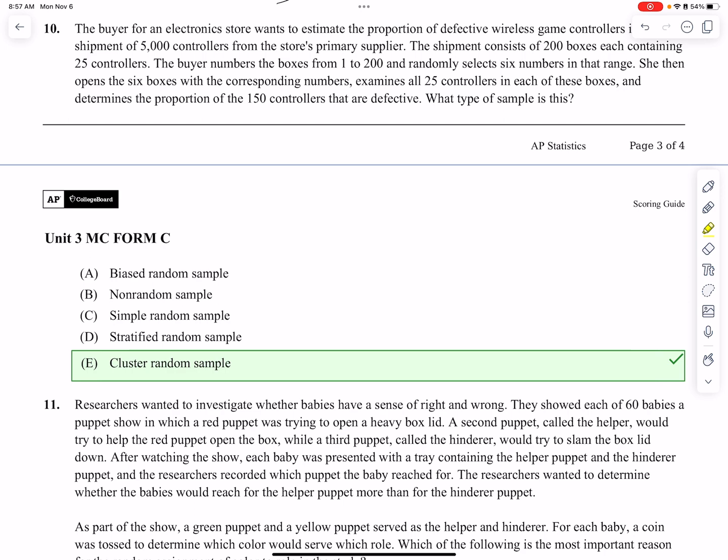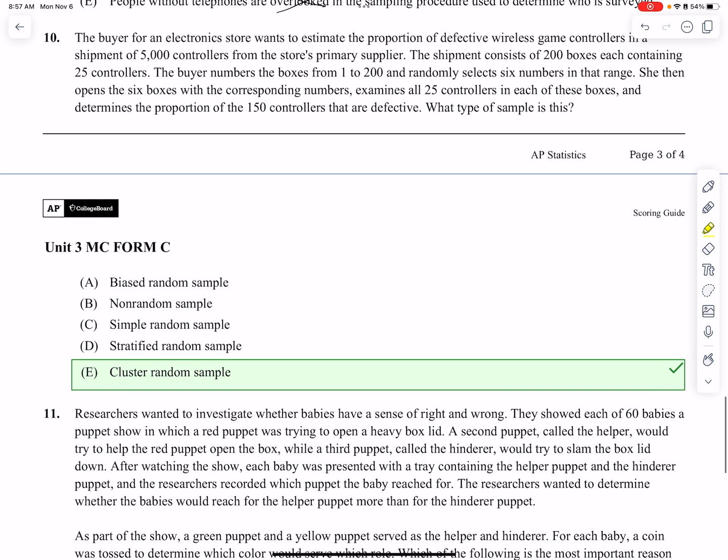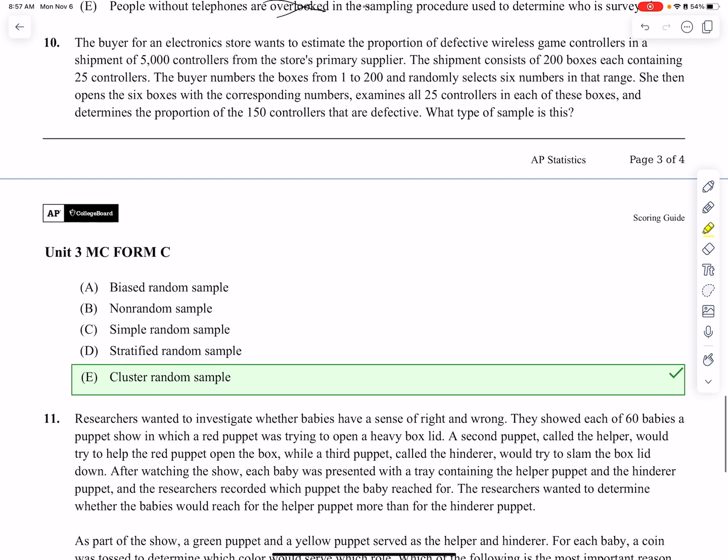The buyer of an electronics store wants to estimate the proportion of defective wireless game controllers in a shipment of 5,000 controllers from the store's primary supplier. The shipment consists of 200 boxes containing 25 controllers. Numbers from 1 to 200. Randomly select 6 numbers in the range and open the 6 boxes corresponding to those numbers. Okay, what type of sample is this?